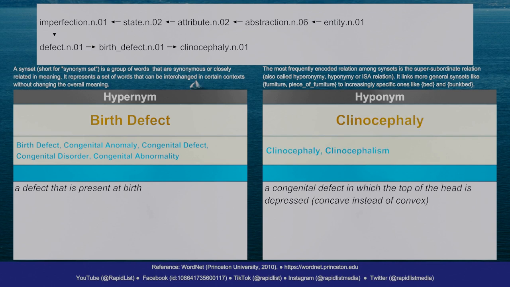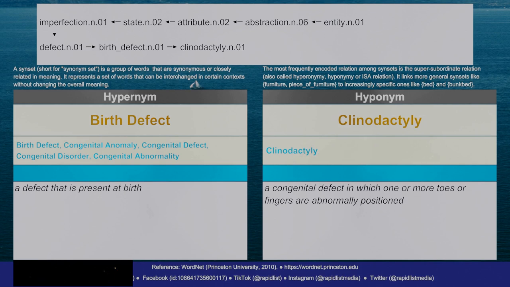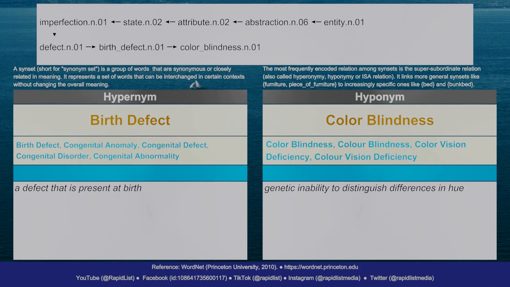Clinocephaly. A congenital defect in which the top of the head is depressed, concave instead of convex. Clinodactyly. A congenital defect in which one or more toes or fingers are abnormally positioned. Color blindness. Genetic inability to distinguish differences in hue.